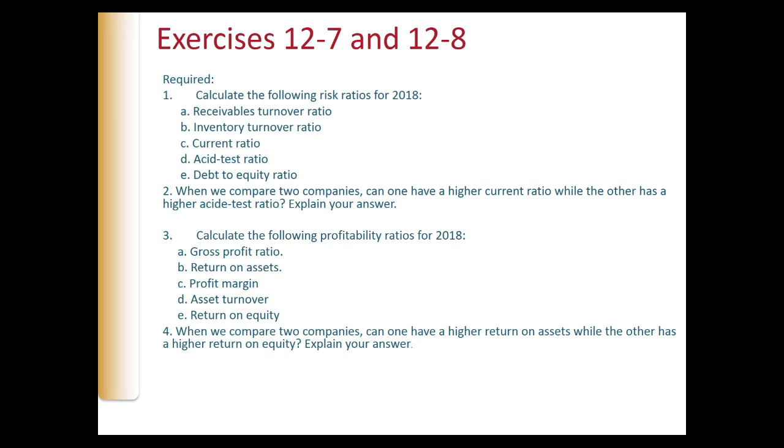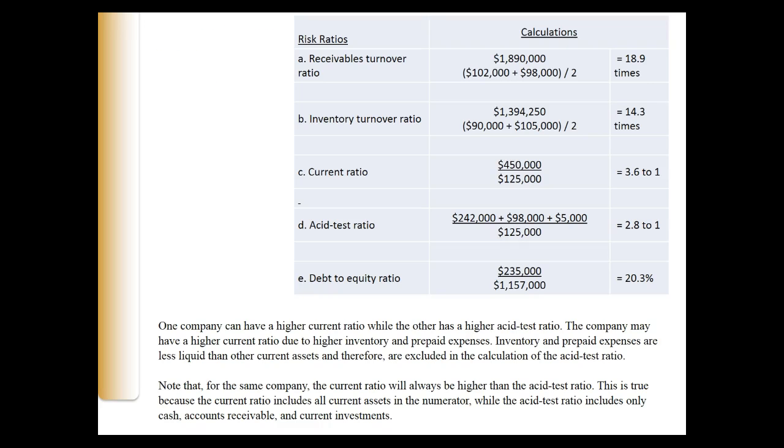Then for the next one, we're going to calculate various profitability ratios. So as you see here, the receivables turnover ratio, you can go back to the slides to see exactly how we're coming up with these figures. The 1,890,000 would be sales divided by the beginning accounts receivable plus the ending accounts receivable, divided by 2.